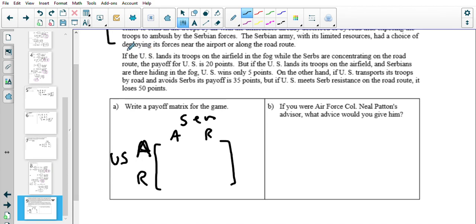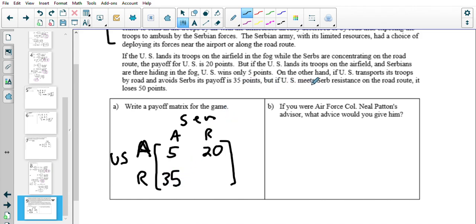Now, if the US lands its troops on the airfield in the fog while the Serbs are concentrating on the road route, the payoff for the US is 20 points. So if the US goes by air and the Serbians defend by road, then that's a 20-point value for the US. If the US lands its troops on the airfield and the Serbians are hiding in the fog, defending the airfield, the US wins only 5 points. So air against air, 5 points. On the other hand, if the US transports its troops by road and avoids the Serbs because they're defending in the air, the payoff is 35 points.